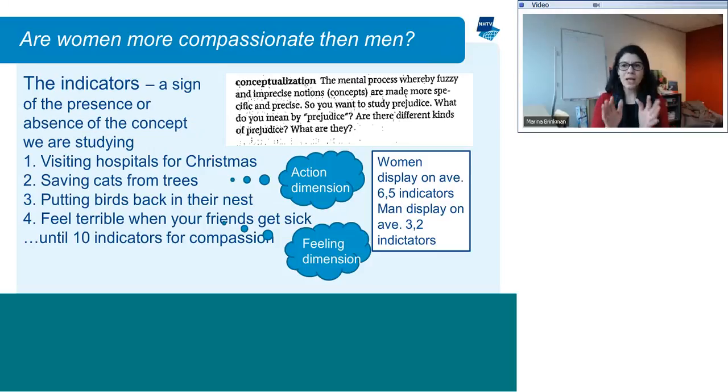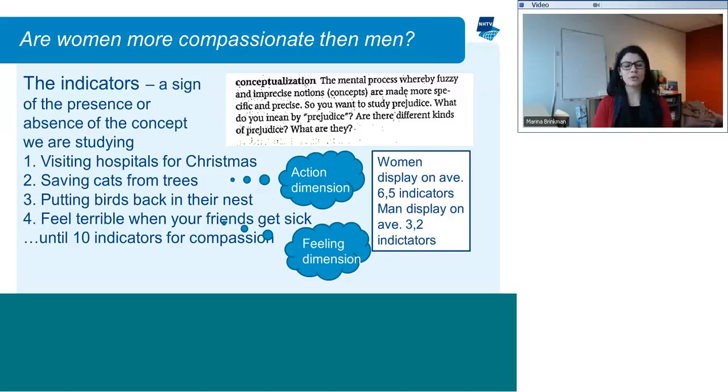So imagine for the sake of exercise that you're interested in this comparison. So are women more compassionate than men? So if we think again of how can we measure compassion, and we go into this conceptualization, and we go to this operational definition, you can think of the indicators as a sign of the presence or the absence of compassion. And I have come up with 4 here.